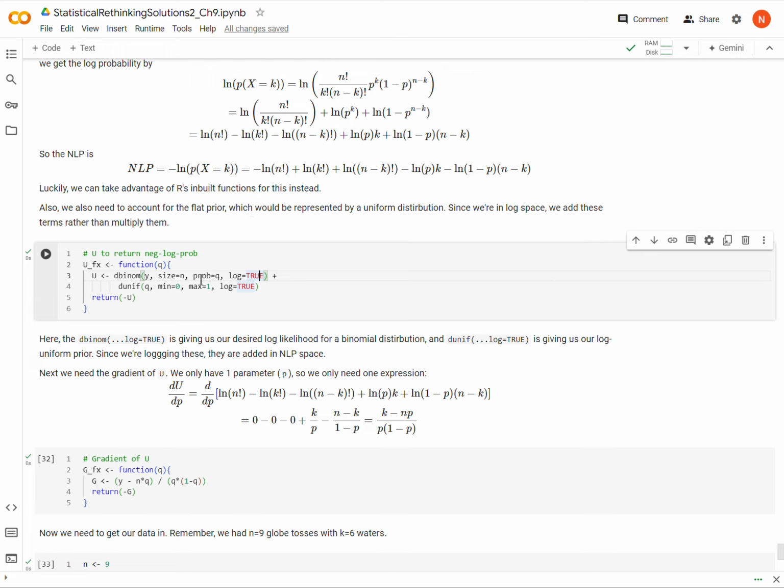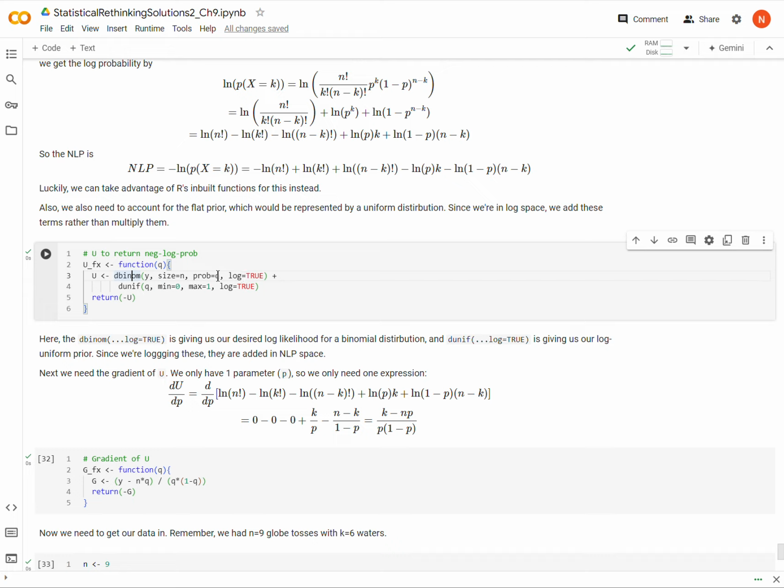Now in log land, in the Bayes formula, we're usually multiplying the likelihood and the prior, but in log land, multiplication becomes addition. So here we just add, and this line down here represents the prior. It's just a uniform distribution between 0 and 1, and again we signify that we want the log density. That gives us the log probability distribution, and we want our function to return the negative log probability, so we just return the negative of all of this.